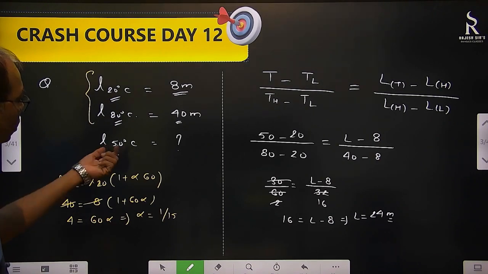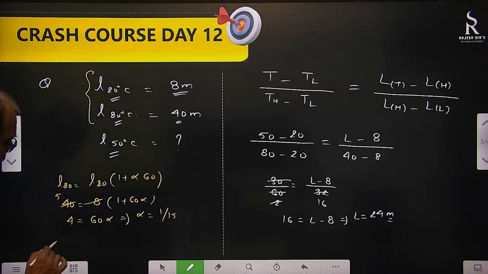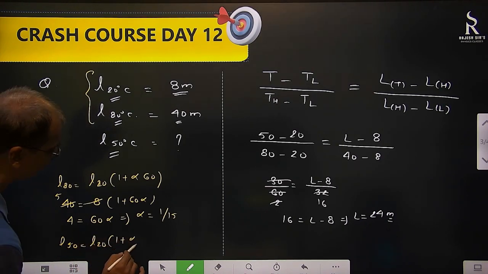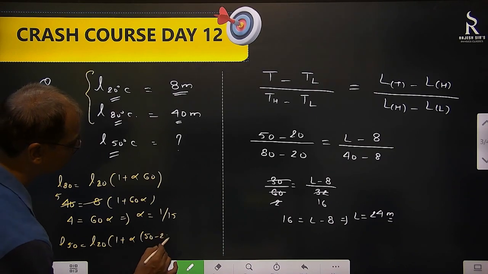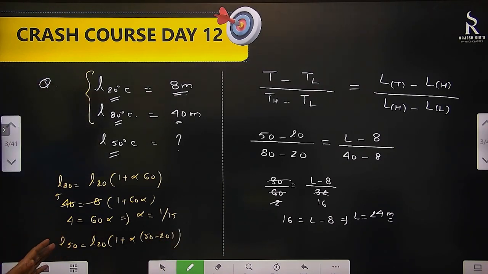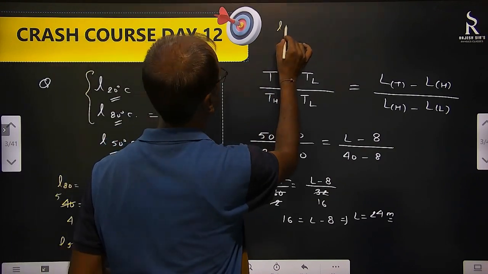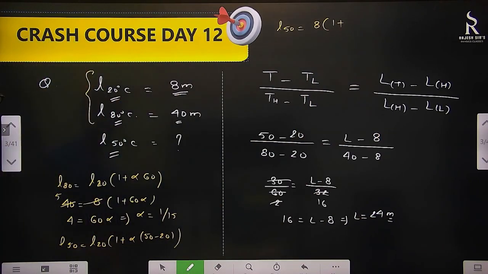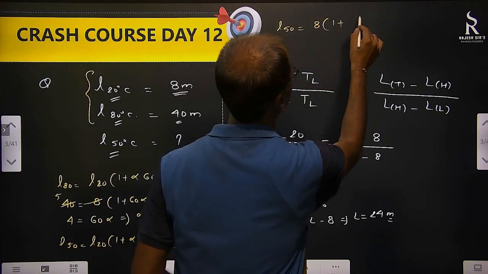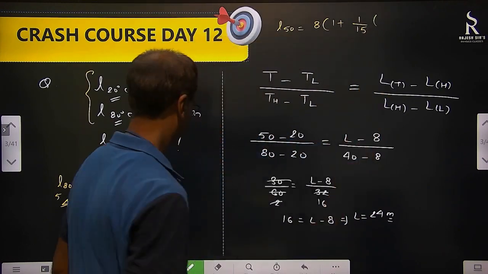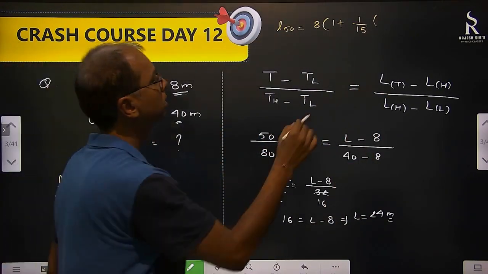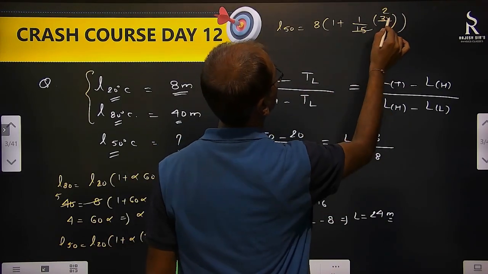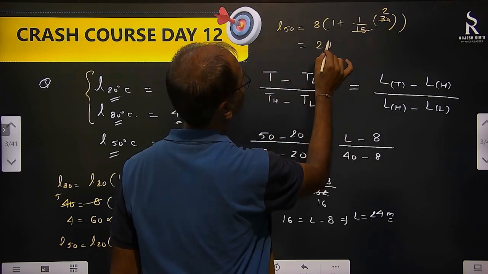Now we are going to use it for 50. So what formula will you write? L50 equals L20 into (1 plus alpha times (50 minus 20)). We are calculating L50. So L50 is 8 into (1 plus the alpha value, 1 by 15, times delta T). What is delta T here? 30. So 15 to 30 is 2, plus 1 is 3, and the answer is 24.